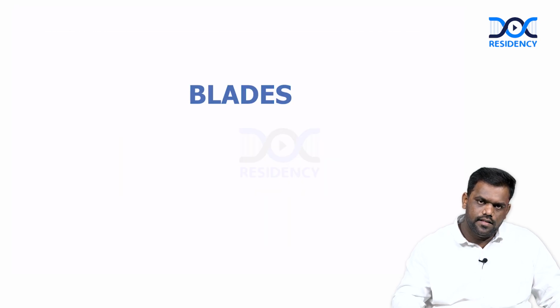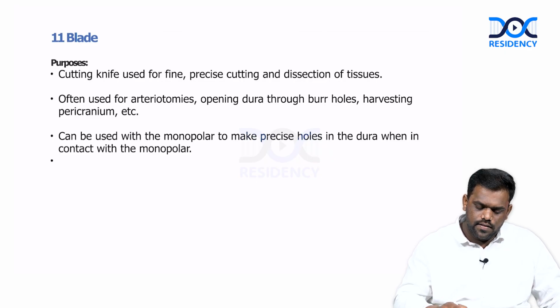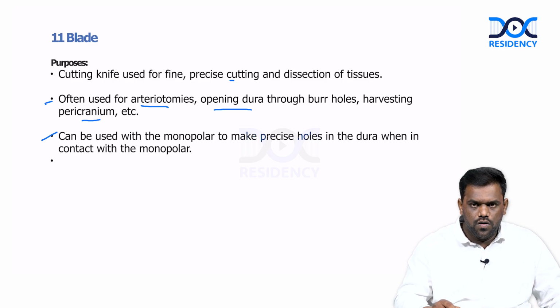The blades used in neurosurgery, basic blades. As we know, this is an 11 size blade. The purpose of this knife is for fine and precise cutting and dissection of the tissue. It's often used for arteriotomies and opening the dura through the burr holes, and you can also use it for harvesting the pericardium, pericranium. It can also be used with the monopolar to make precise holes in the dura.